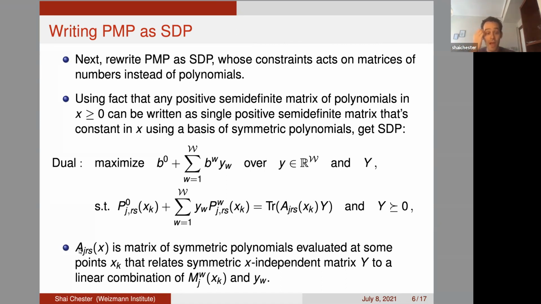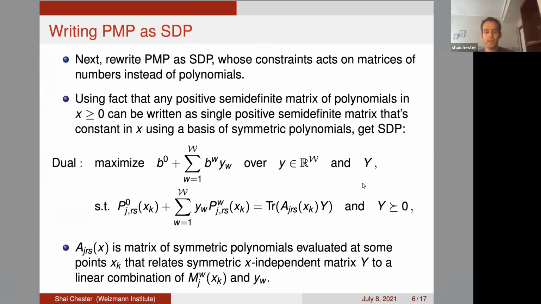And then in particular, we evaluated at a bunch of points xk. This allows you to relate the symmetric X-independent matrix Y to a linear combination of the matrices M and the Ys that showed up in the PMP. So just to say this again to make sure it's clear, the difference between the SDP and the PMP is that in the PMP, we had polynomials in X, whereas in the SDP, we just have a matrix of numbers, which is what this capital Y is. And that is something which is easier to deal with for practical applications.